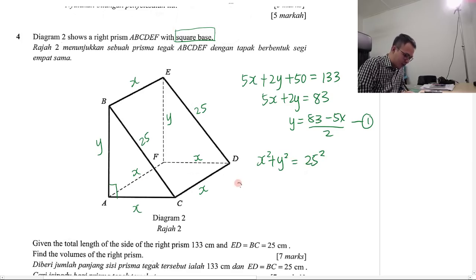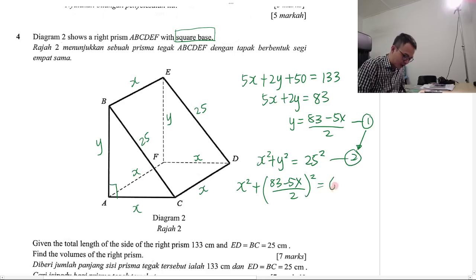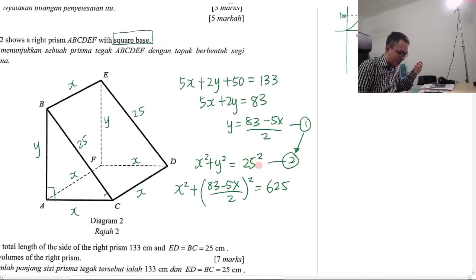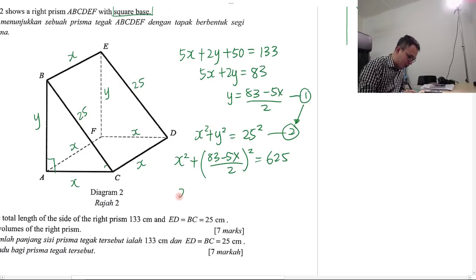Then the next thing I will do is plug in the y over here. So I call this one the second equation. Sub the first equation into my second equation here. So then I will have ((83 minus 5x) over 2) squared equals 625. Right, so then I will just expand this one, which is the x squared.